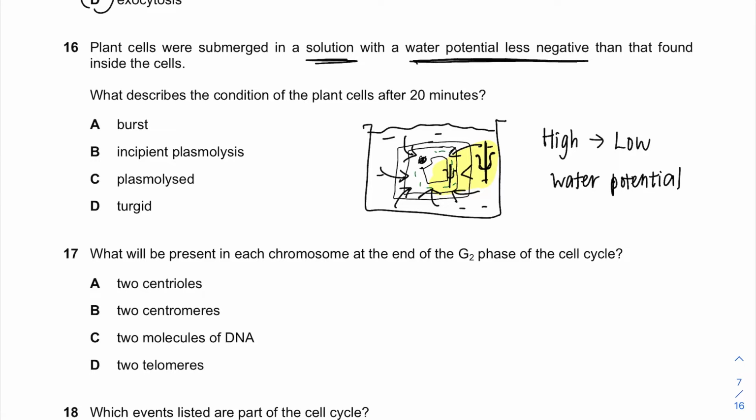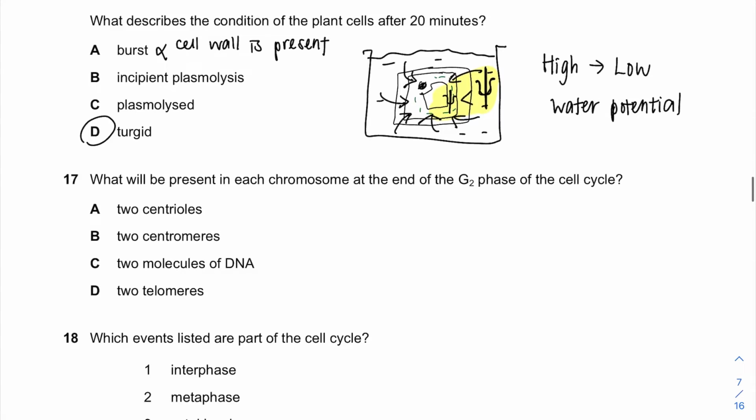And when water enters into the plant cell, the vacuole expands to become turgid, but it will not burst because the plant cell has a cell wall that can hold its shape and maintain the turgidity.